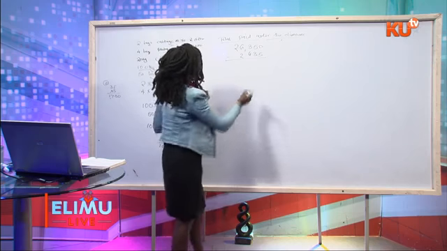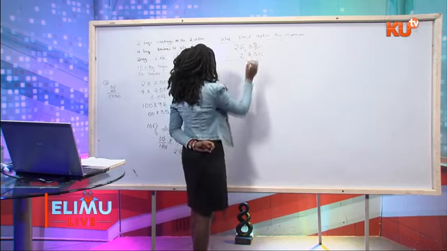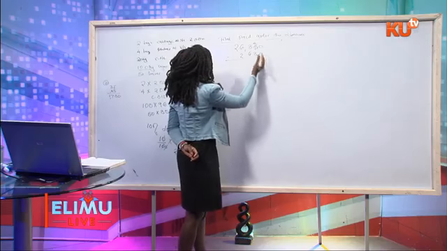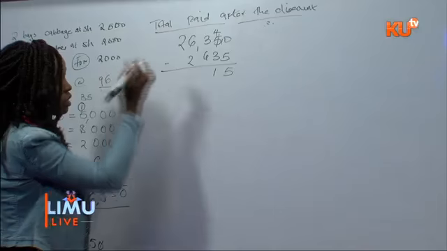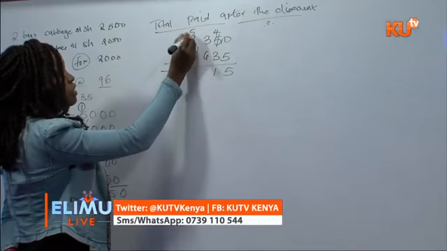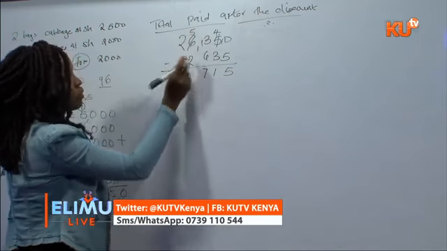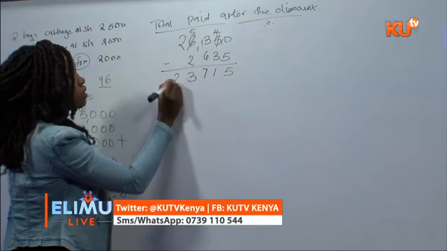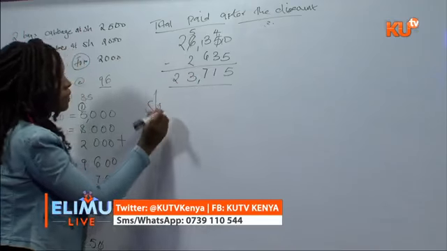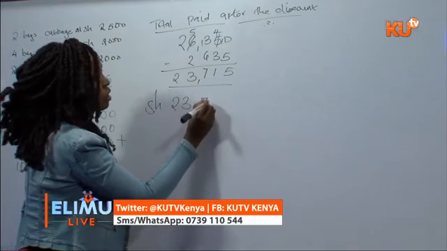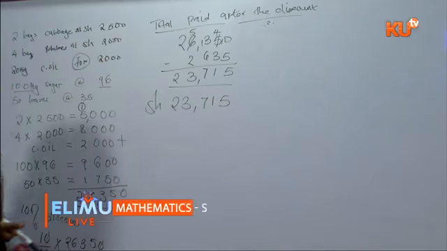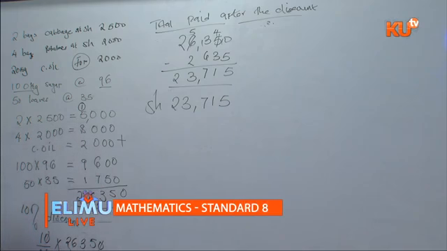So we subtract. We borrow 1, we remain with 4. 10 minus 5 is 5. Then 4 minus 3, we get 1. 3 minus 6, we borrow 1 from 6, we remain with 5. 13 take away 6 is 7. 5 take away 2, we get 3. And then 2. That means after the discount, he paid 23,715 shillings. That was the amount of money he paid for the items after he was given the discount.